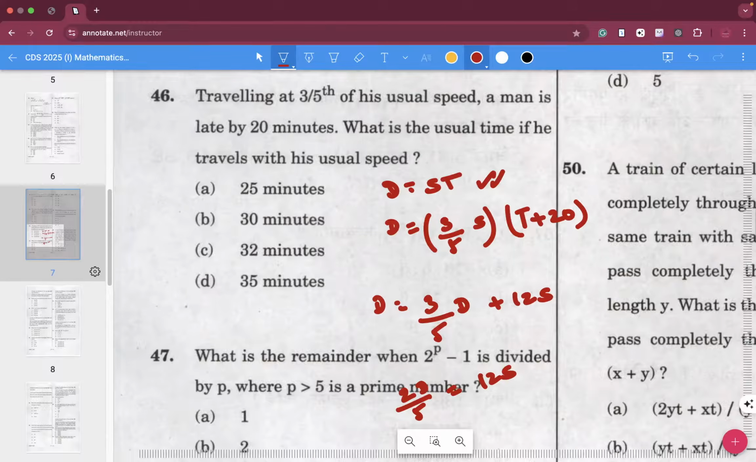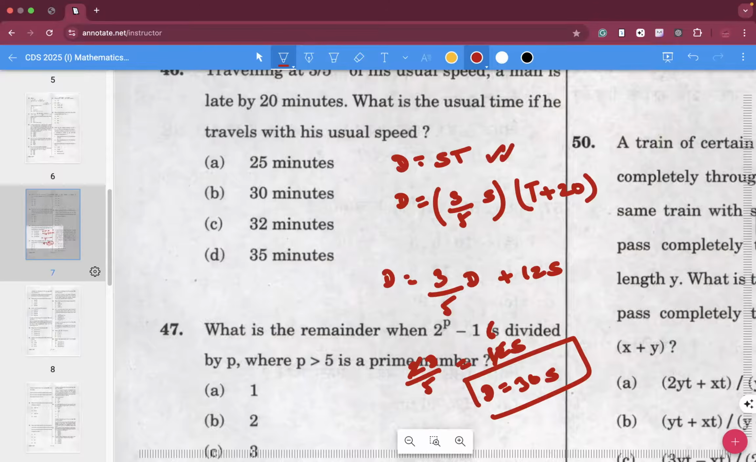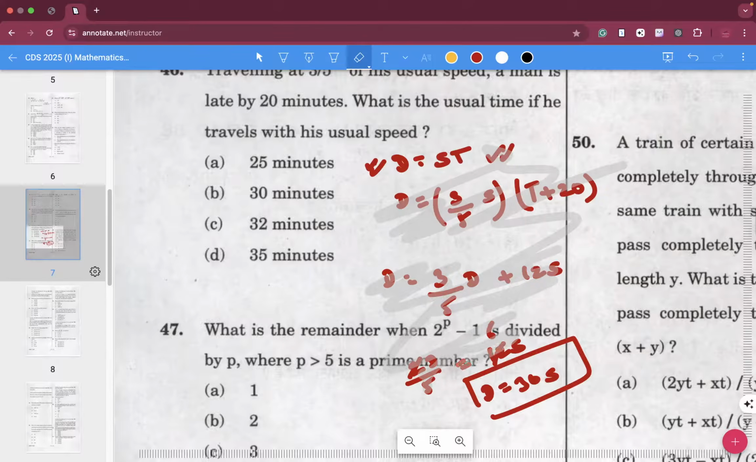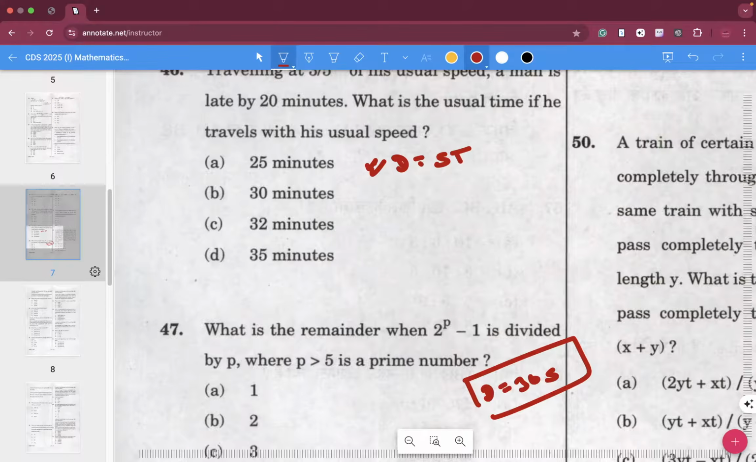So now this is 6. So d is equal to 30s is what we are getting. Now you got one of the equations over here, d is equal to st. So let's put this in that particular equation. d is equal to 30s is equal to st. s and s cancel out, t is equal to 30.